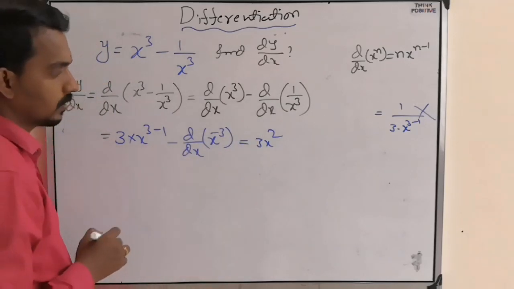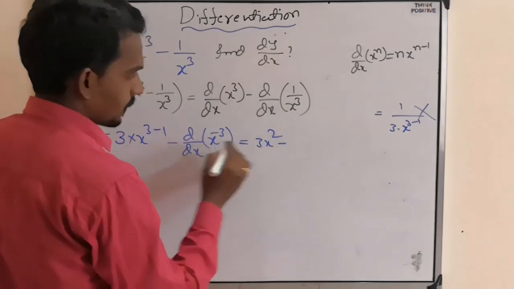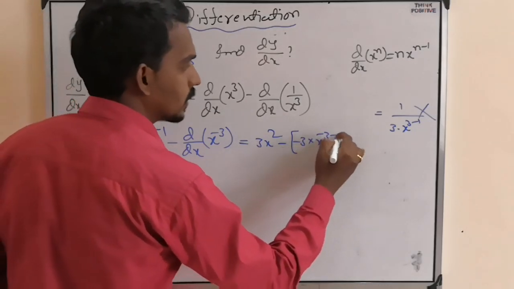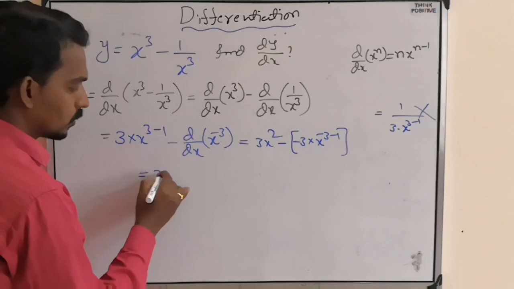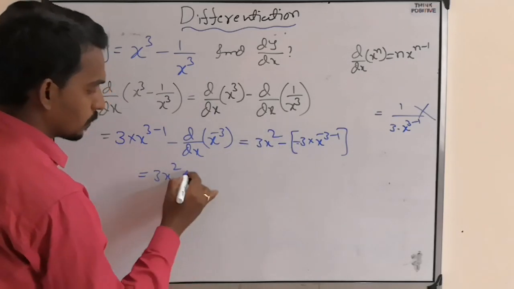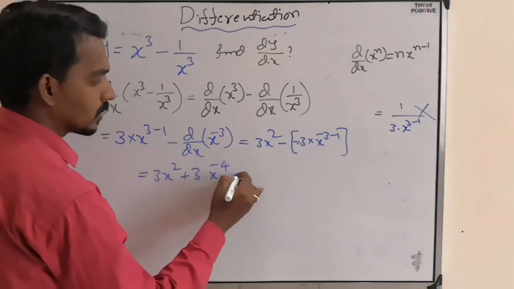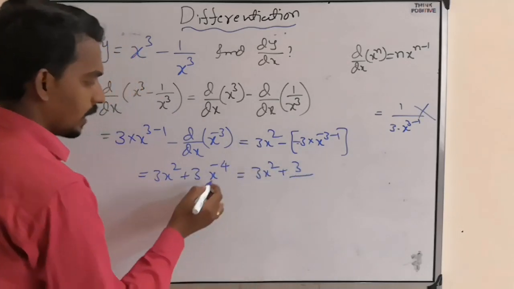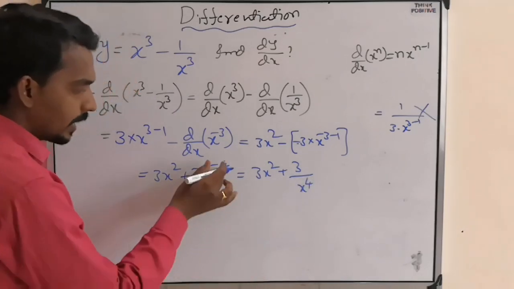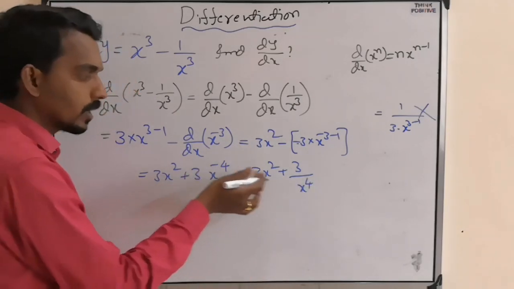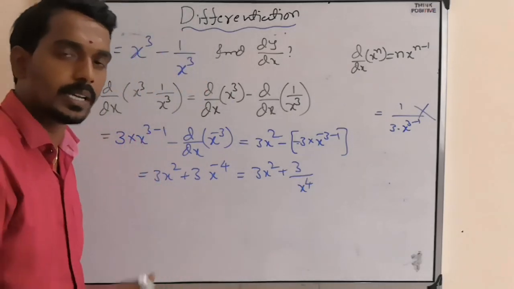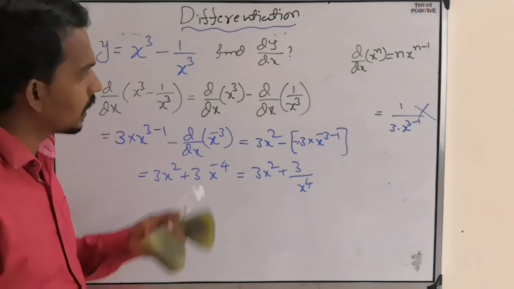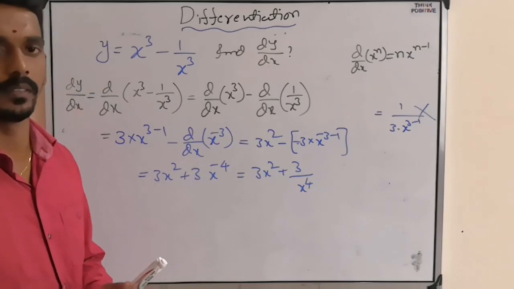So 3x square, and minus. Now n place minus 3. n into x power minus 3 minus 1 equals 3x square into minus of minus 3x power minus 4, or else 3x square plus 3 by x power 4. Take it to the denominator, minus power will become plus power. Already we have studied powers. So this way you can understand the differentiation.